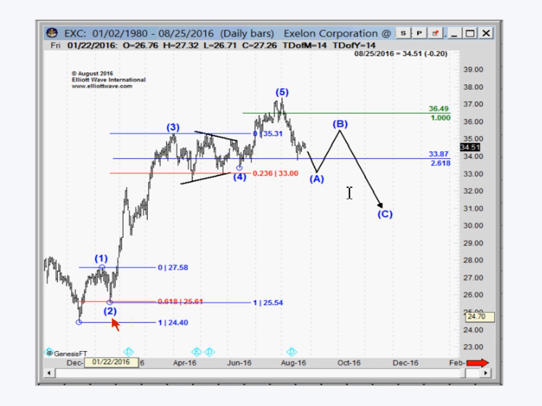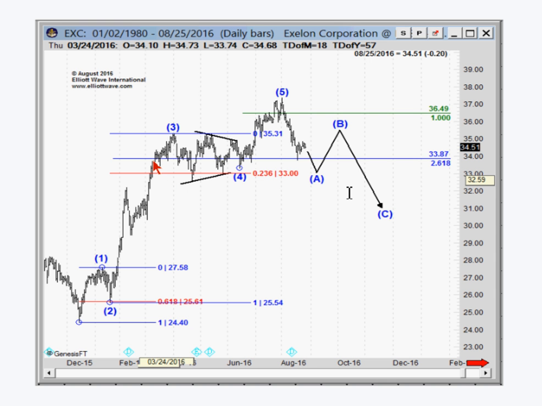Typically the most common Fibonacci retracement for a second wave is a 618 multiple of wave 1. Then we have our wave 3 advance. Common Fibonacci multiples between wave 3 and wave 1 tend to be 1.618, 2.0, or even 2.618.